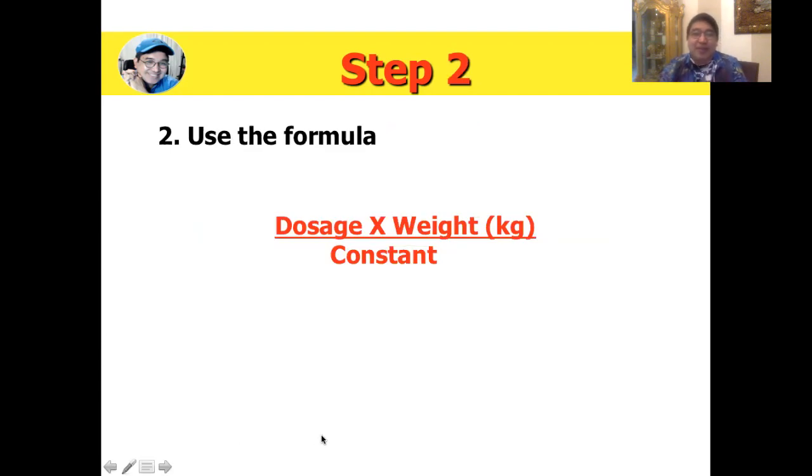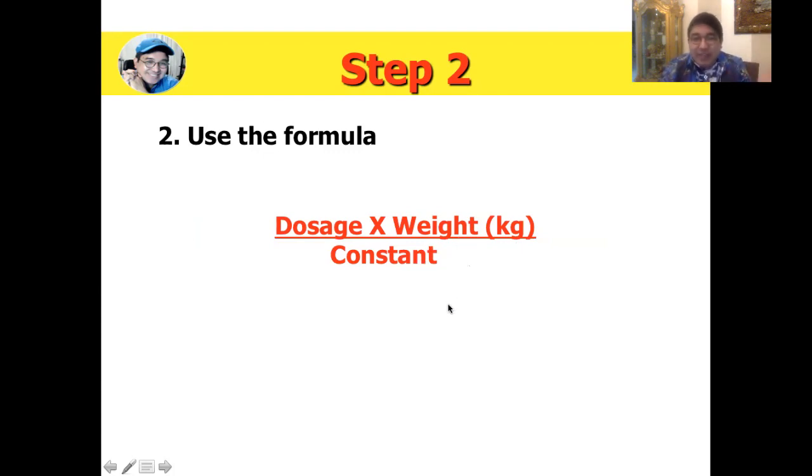Let's move on. Step number 2 would be to use the formula dosage times weight in kilograms. That's one thing I'd like you to realize, guys. It should be in kilograms. So if it's in pounds, then you will need to convert it and then divide by the constant.